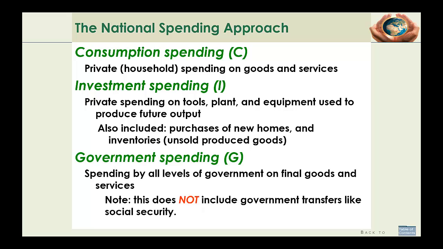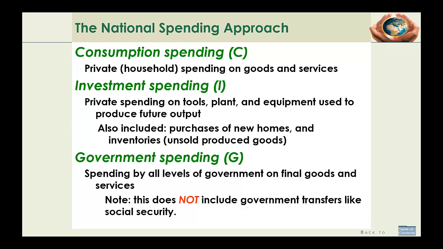Government spending includes spending by all levels of government, your state government, your local government, your federal government, on final goods and services. So the government provides educational services, so the pay that would go to teachers would be included in government spending. The pay that goes to our servicemen and women who are in the military would be part of government spending. The roads that the government builds, and other services provided by the government, would be included in government spending.